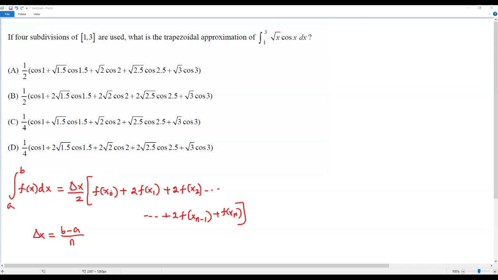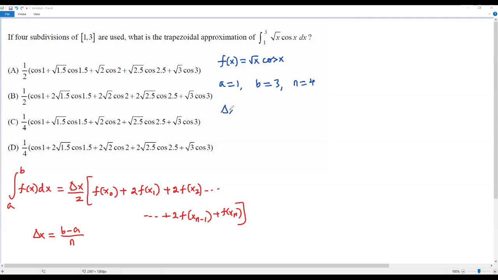Now let's compare the integral we have over here and the integral we have in the problem. In the place of f of x, what do we have over here? We have square root of x times cosine x. Let me write it over here. f of x equals square root of x times cosine x. And also the value of a is 1, that is the lower limit of the integral, and b equals 3, and n equals 4. n represents the number of subdivisions. So here the question says 4 subdivisions.